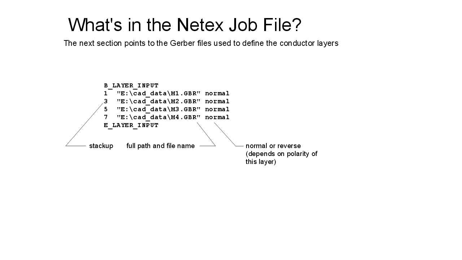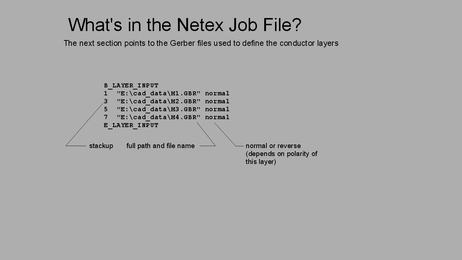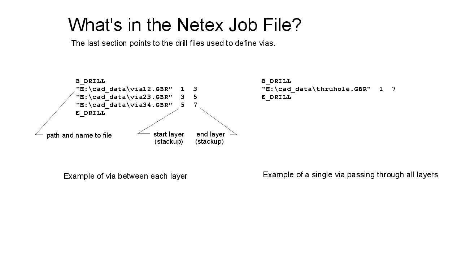It's indexed by stackup. And then there's a parameter normal or reverse that tells us whether the CAD data is normally drawn or whether it has been drawn as a reversal, as many power planes are. And the final section tells the program about the drills or the vias. Again, it points to a file, which is a Gerber file, and then it tells us where this drill starts and where it ends. By knowing that information, we'll be able to create the connections between layers.